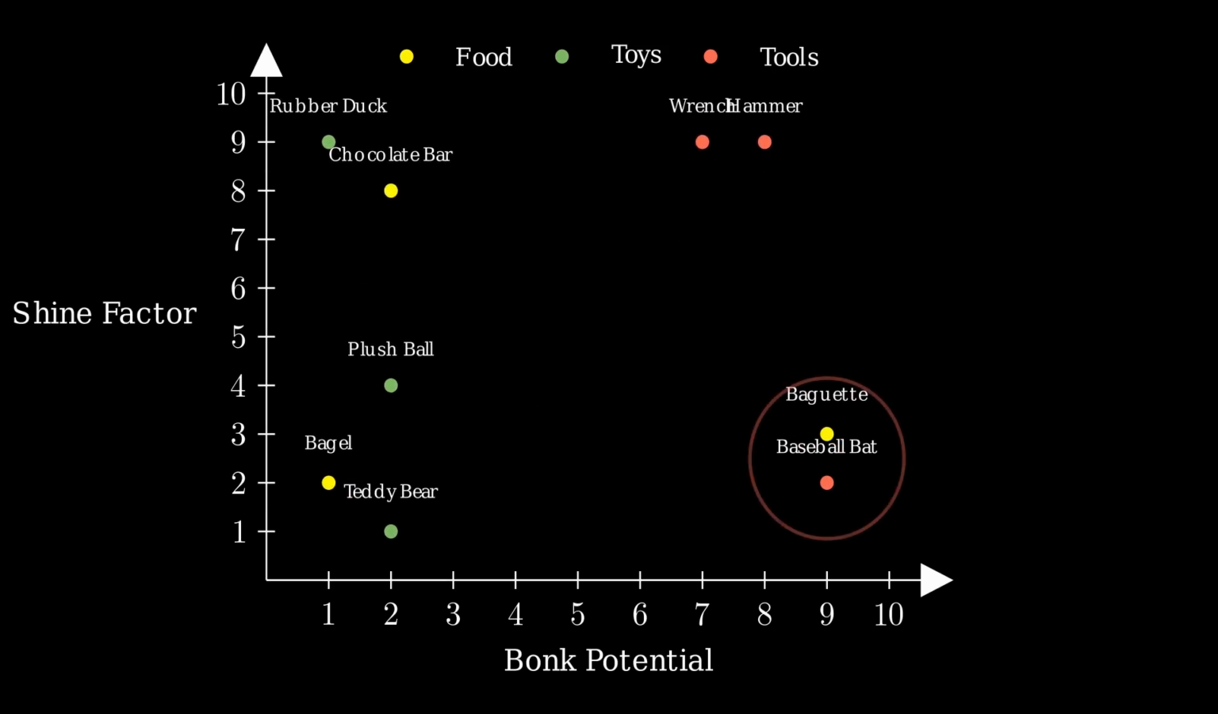Neat, right? Now look at the bottom right. Notice our baguette and baseball bat now end up in the same circle. You may not think this is the best joke, but it is a perfect example of what happens when you pick bad features.